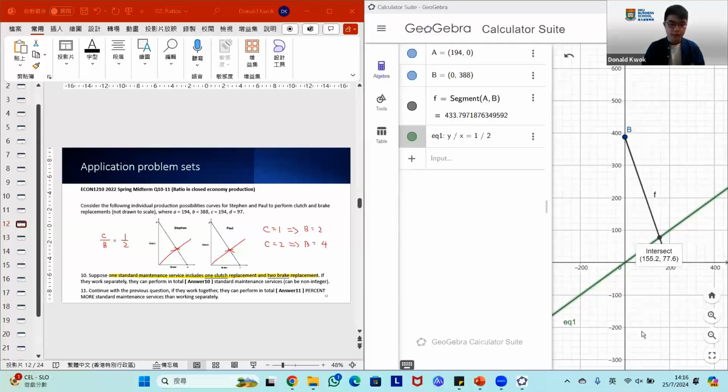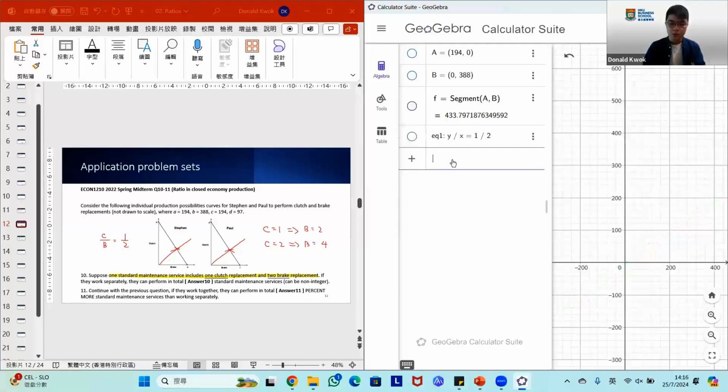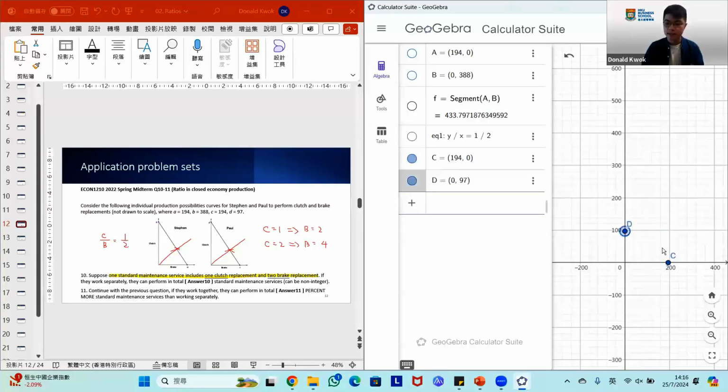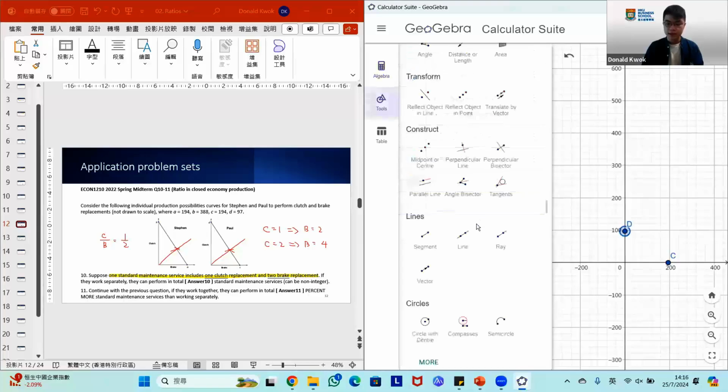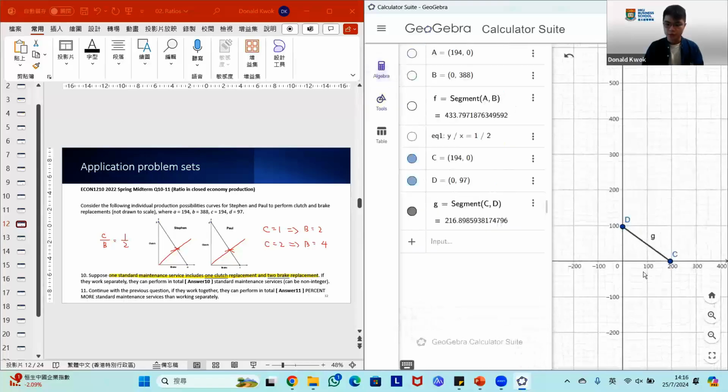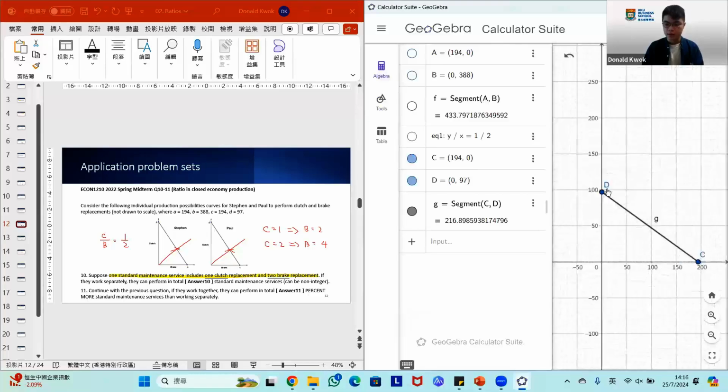So we do something similar for Paul. Again, let's repeat everything together. Step 1 is to put down the x-intercept and the y-intercept of the individual PPC for Paul. Okay, we have points C and D. Step 2 is to use the segment function to join the two points, to draw the individual PPC of Paul.